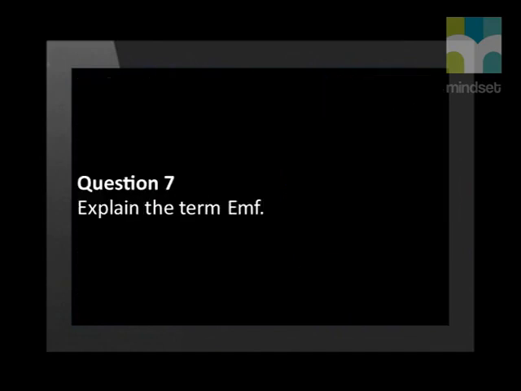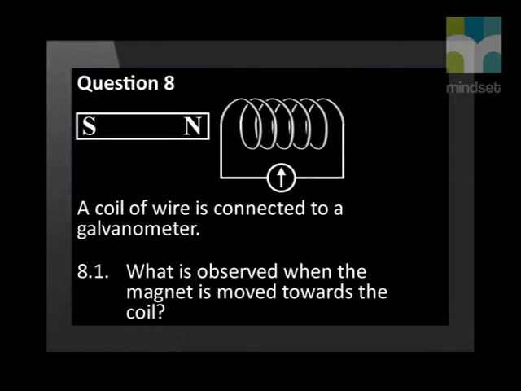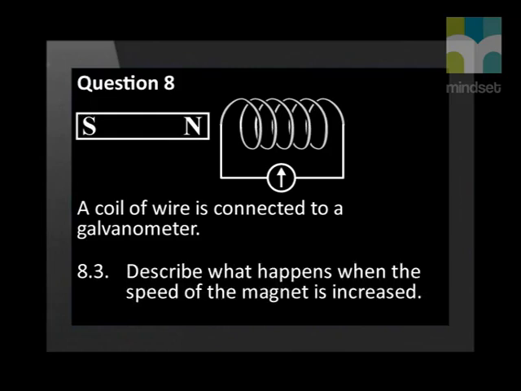Question 7. Explain the term EMF. Question 8. A coil of wire is connected to a sensitive galvanometer as shown in the diagram. 8.1. What is observed when the magnet is moved towards the coil? 8.2. Explain why this occurs. 8.3. Describe what happens when the speed of the magnet is increased.